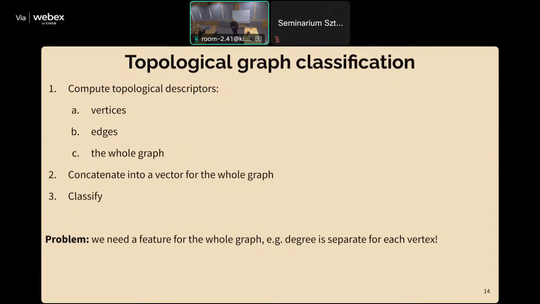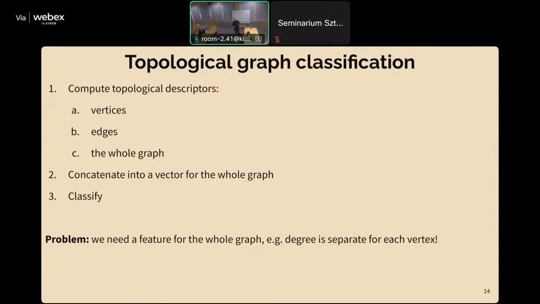Then we concatenate those descriptors into a vector for the whole graph. Because you want the whole graph representation, right? You want one feature vector for the whole graph, and then we classify it with any off-the-shelf machine learning algorithm, whatever it may be. And there's one problem with this, because this is a nice idea, but in basically any classification algorithm, your feature vectors have to be of the same length. So you have the same dimensionality of features for all your objects.